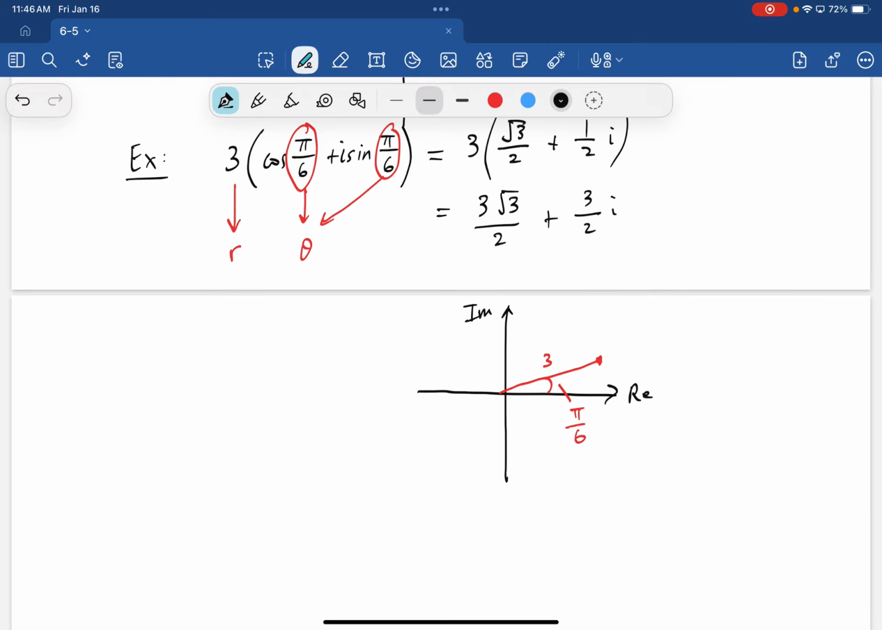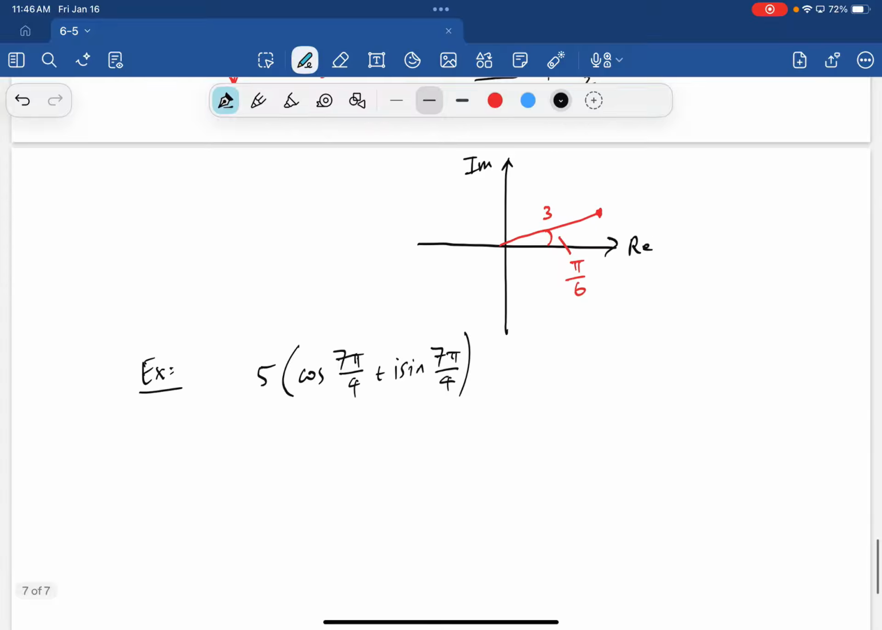All right, I'll do one more example. Let's say we had 5 cosine 7 pi over 4 plus i sine 7 pi over 4. How would we graph this? This makes a radius of 5, right? And an angle of 7 pi over 4. So this should be here. So the radius is 5, and the angle is 7 pi over 4.